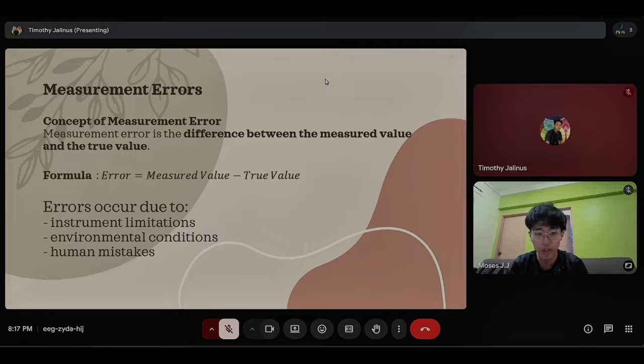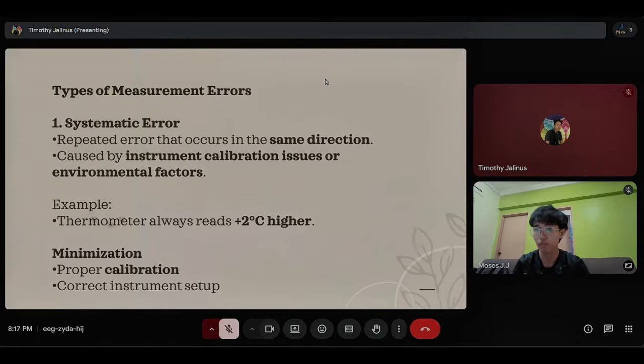There are three common types of measurement error: systematic errors, random errors, and gross error. Next is the types of measurement errors. Systematic errors occur repeatedly in the same direction. It is usually caused by incorrect calibration or faulty instruments. For example, a thermometer that always reads 2 degrees higher than the actual temperature.